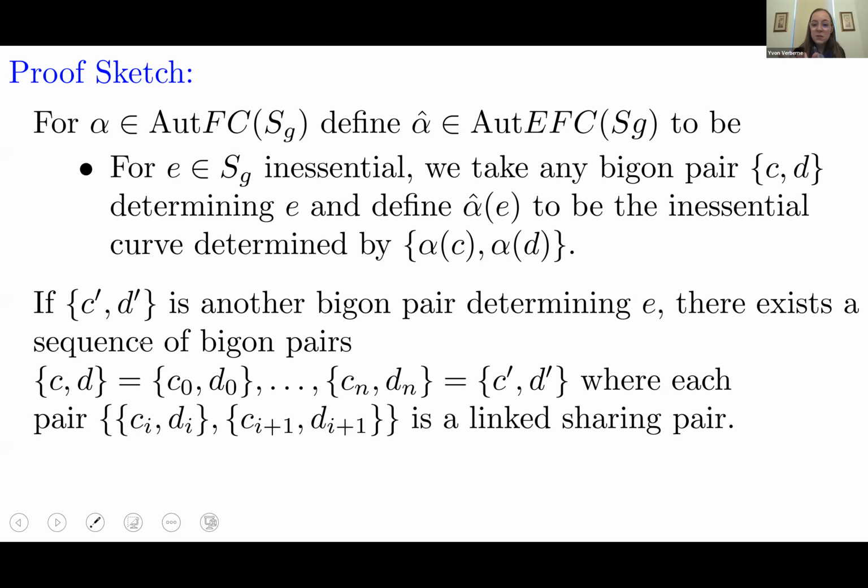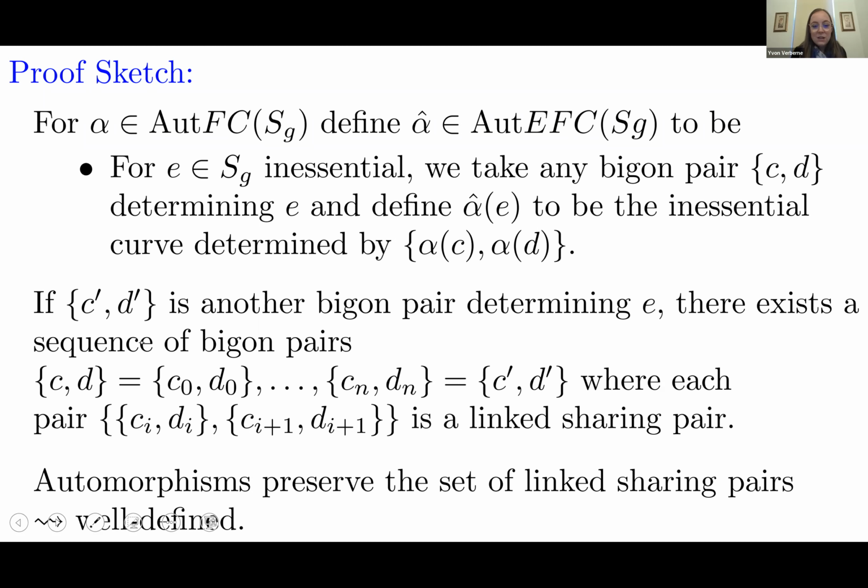But because we're able to create this path, and for each of the two elements in the path that are right next to each other, forming the linked sharing pair, and automorphisms of linked sharing pairs send you back to linked sharing pairs, we know that this map is going to end up being well-defined. So automorphisms preserve the set of linked sharing pairs, and this is what tells us that this map has to be well-defined.